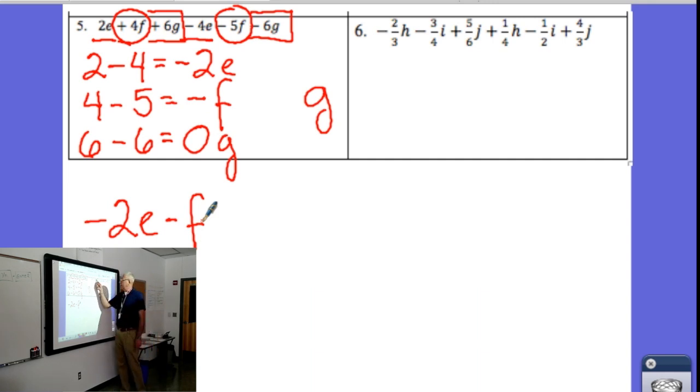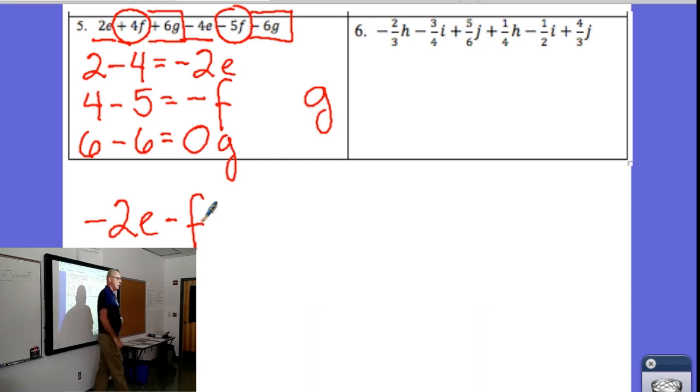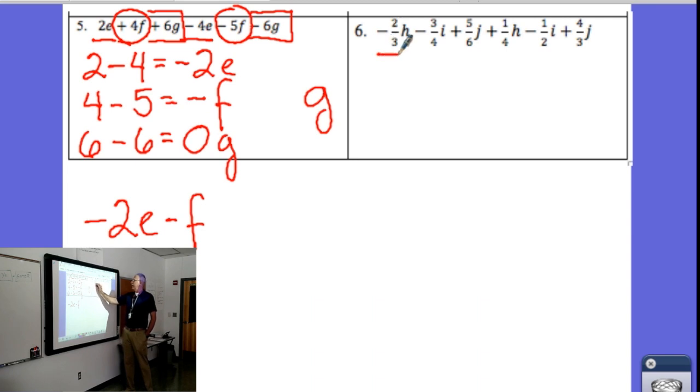Now this one, guess what we're going to use? Alpha y equals enter. Okay? So we're going to use the fractions. We're going to start first with what terms? The h's. Okay? I have negative 2 over 3h and plus 1 over 4h. Using your calculator, first put your negative symbol in there. Once you hit negative, then do the alpha y equals enter, and put 2 over 3.